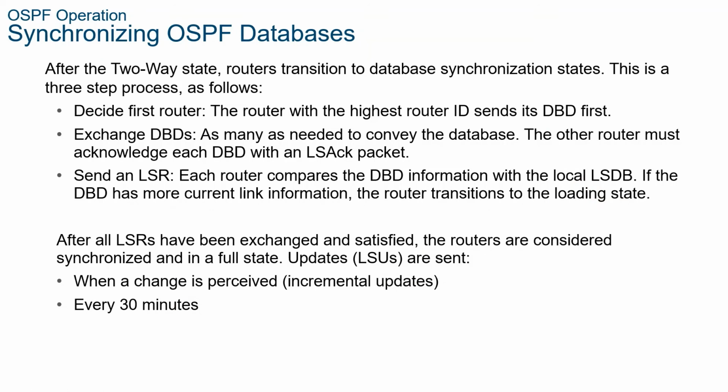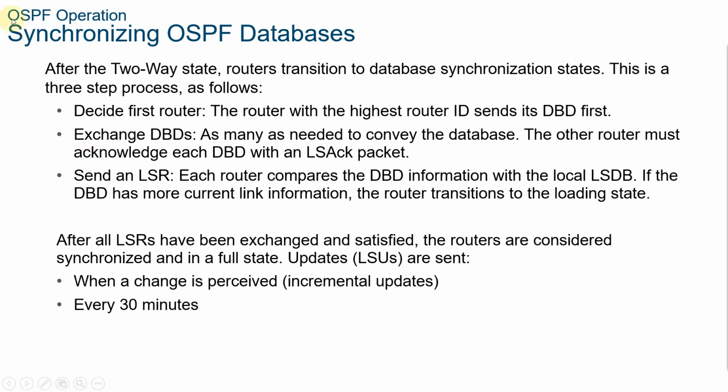All right, so how about synchronizing OSPF databases? After the two-way state, routers transition to database synchronization states. While the hello packet was used to establish neighbor adjacencies, the other 4 types of OSPF packets are used during the process of exchanging and synchronizing the LSDBs. So this is a 3-step process, right?